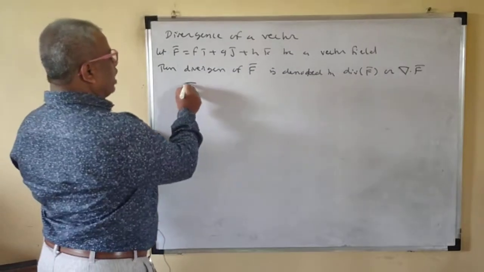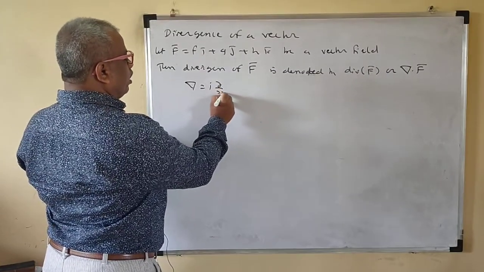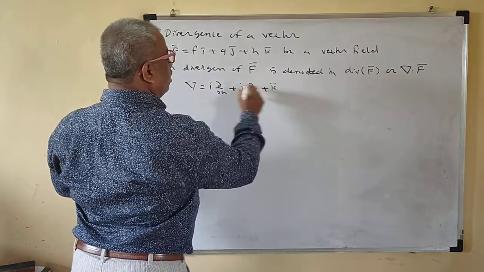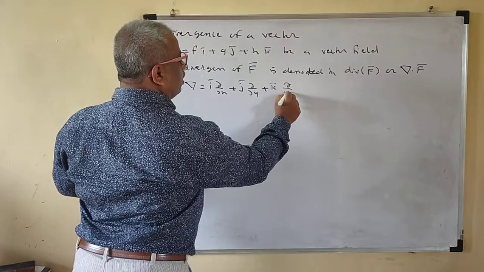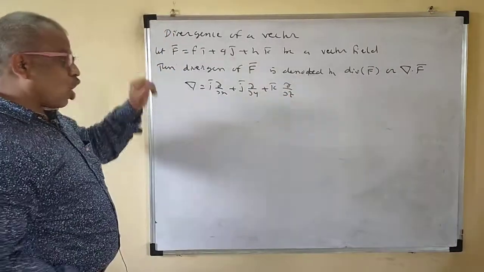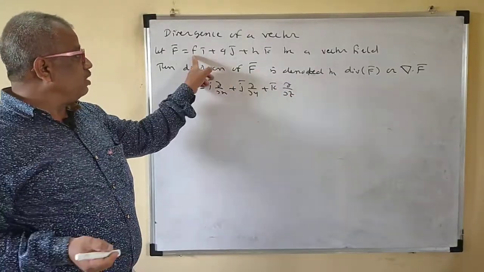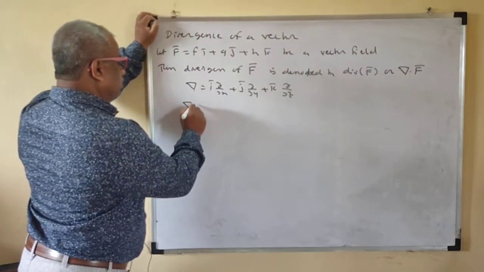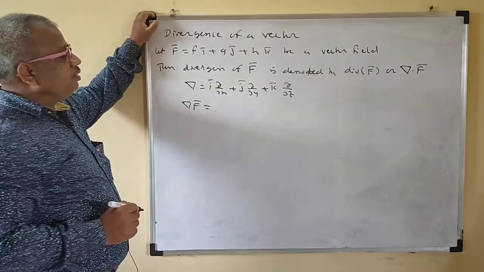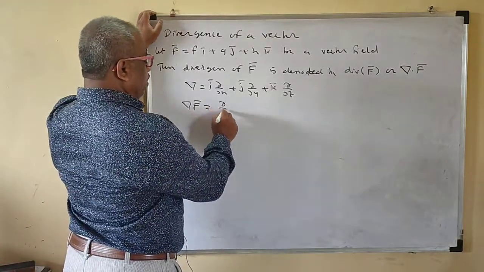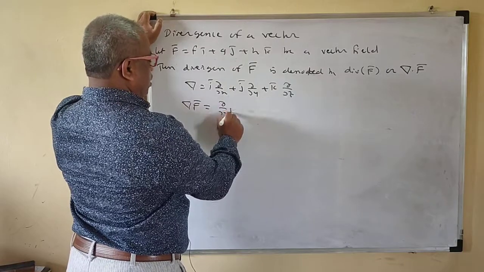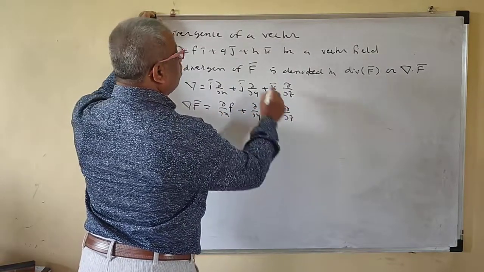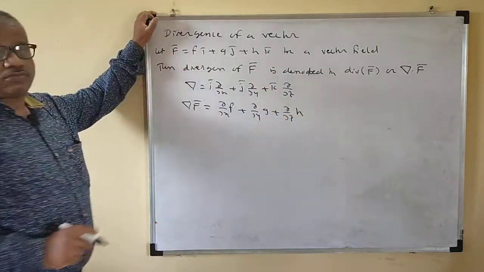Okay. Now you know that nabla is nothing but i ∂/∂x plus j ∂/∂y plus k bar ∂/∂z. Now if you take the dot product of the two vectors, your f bar is what? f g h. So this is ∂/∂x of f plus ∂/∂y of g plus ∂/∂z of h. Dot product.